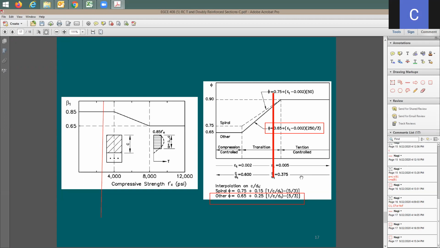Professor, so we would only apply either of those two equations to find phi if we were within the transition zone? Yeah, use one of them. You don't have to use both of them, right? No, but for example, if we were in the compression zone, the phi would be 0.65. Okay. Yeah, so for example, if the strain is going to be within this, and we have an example on this, right? You remember which example it was? I forgot which one.